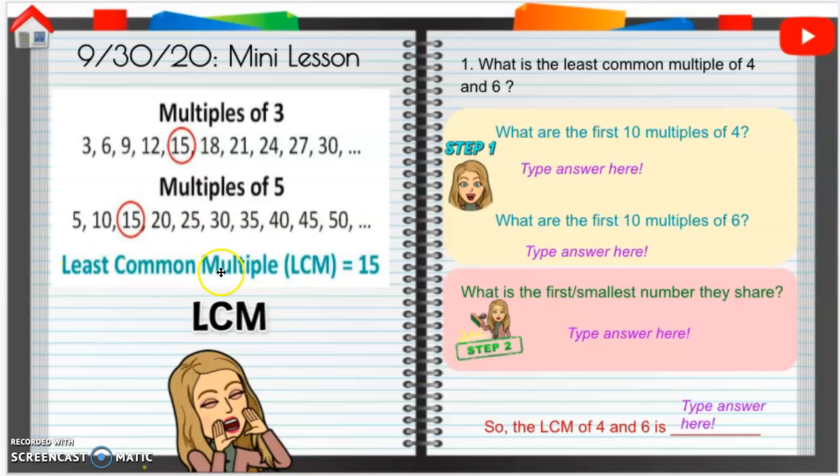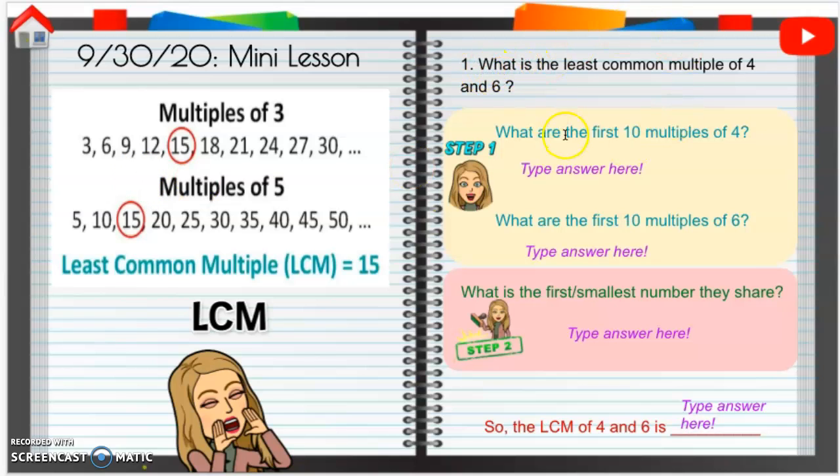The least common multiple is the lowest or the first number that they share and have in common. When you see these numbers, do they share 3? No. How about a 5? No. 6? No. 9? No. 12? No. 15? Bingo! So that 15 is going to be the first or the least of the common multiples. Yes, there could be more common multiples, but the least of the common multiples is 15.